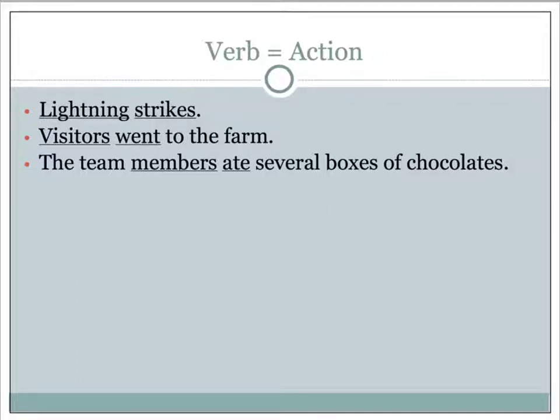Verb equals action. Let's take a few minutes to talk about action verbs. So in this first sentence, "Lightning strikes." "Strikes" expresses an action. "Lightning" is the subject of the action. "Visitors went to the farm." We talked about the fact that the subject of the sentence is "visitors." "Went" describes the action. "The team members ate several boxes of chocolate." "Ate" is the action.